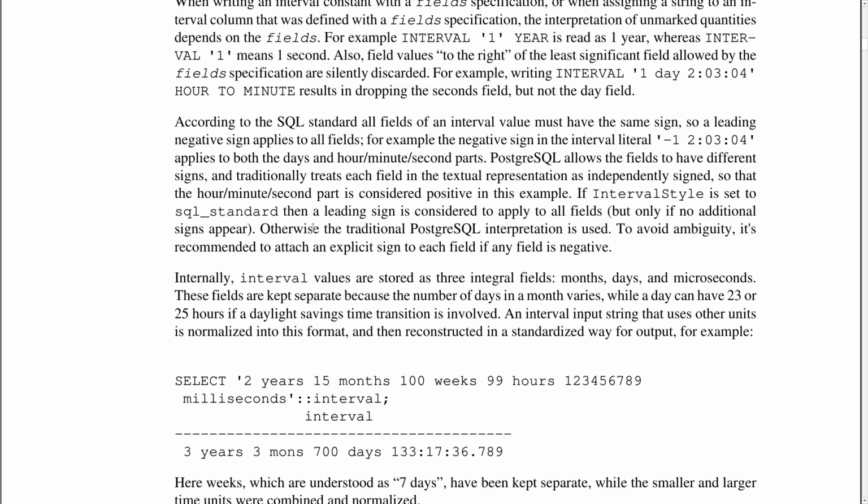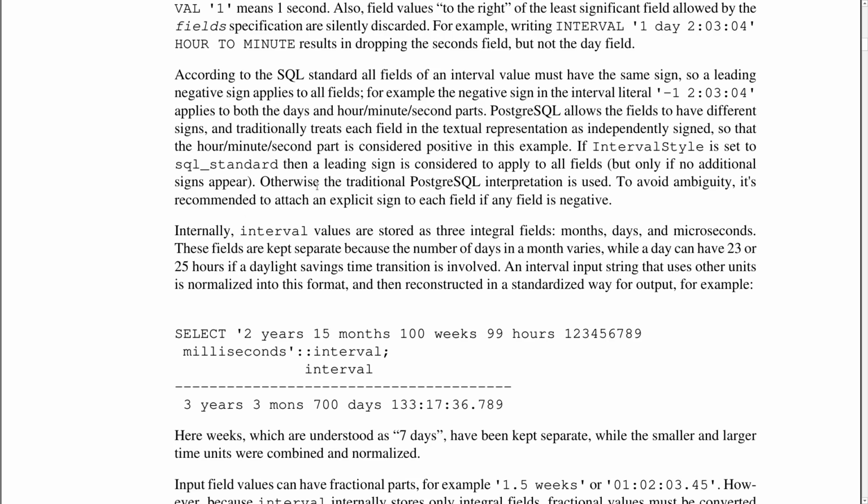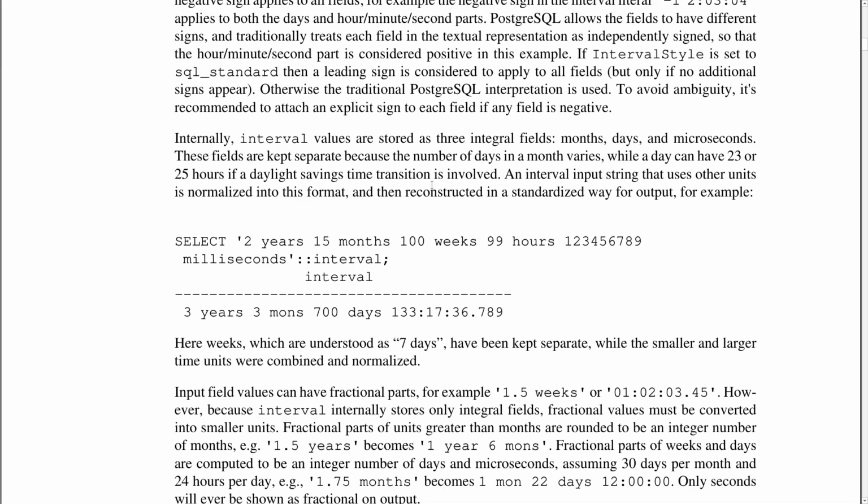If interval style is set to SQL standard, then the leading sign is considered to apply to all fields, but only if no additional signs appear. So be careful about putting signs in the fields. Don't make it too complicated, otherwise you will always get confused, and people who read your queries will get confused. Otherwise, the traditional PostgreSQL interpretation is used. To avoid ambiguity, it is recommended to attach an explicit sign to each field if any field is negative.